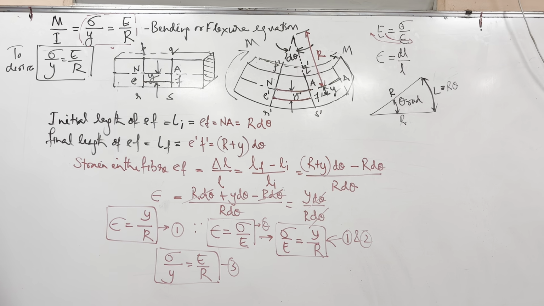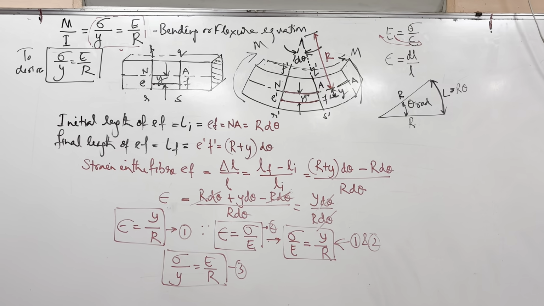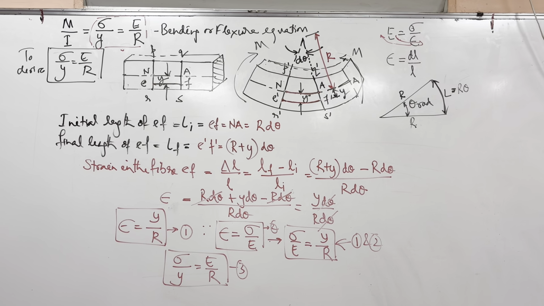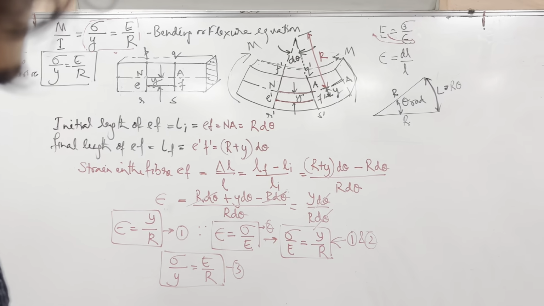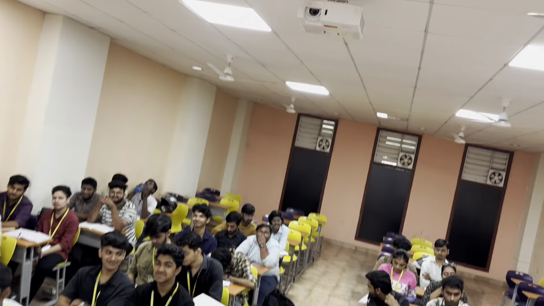So let us now derive the second part of the equation. Since there is no place here, I am not able to accommodate, or should I do it in the next place? No, I'll try to do it here only. Here I'll try to move. So let me also show you.